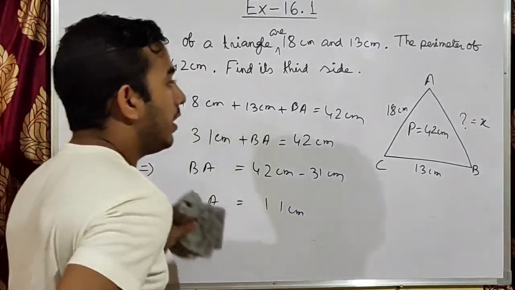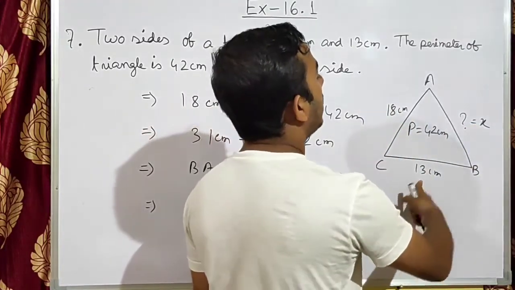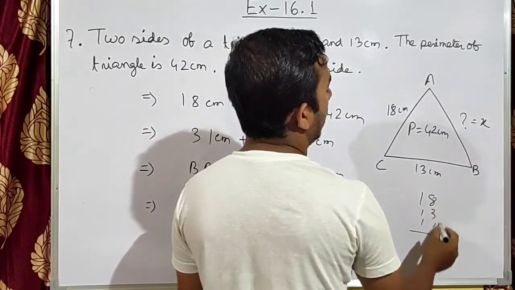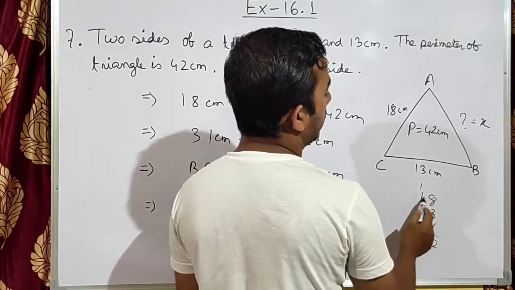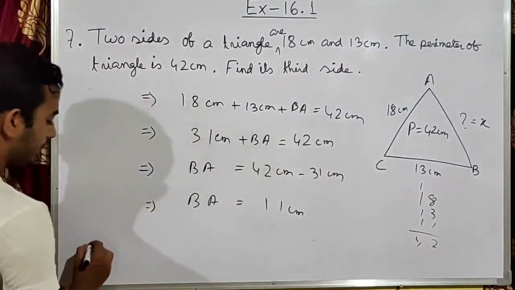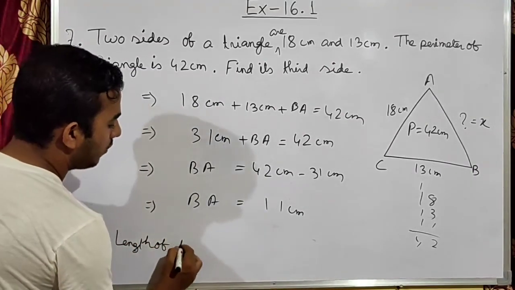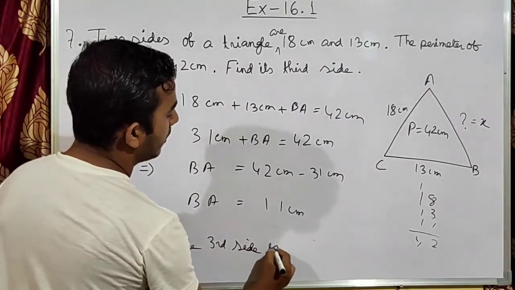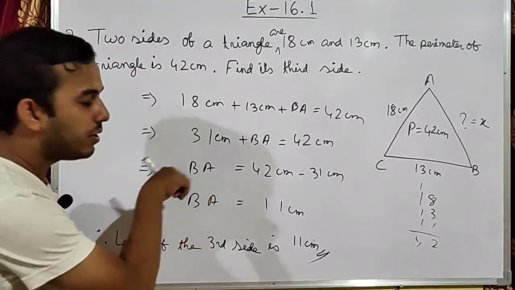Now we have found out the value of this side, which is 11 centimeter. If you add 18, 13 and 11, you will find 42. Look, 18, 13, 11: 8 plus 3 is 11, plus 1 is 12, write 2 and carry 1, then 1, 1, 2, 3, 4, so 42. Clear? Very good. So we will write, therefore, the length of the third side is 11 centimeter. I hope you have enjoyed this question, right?